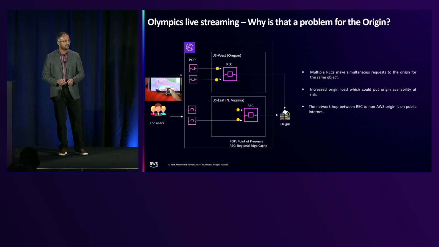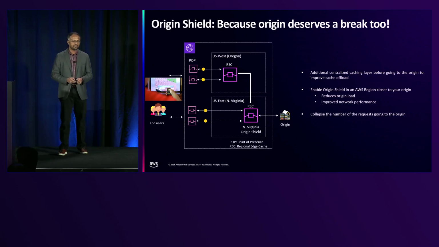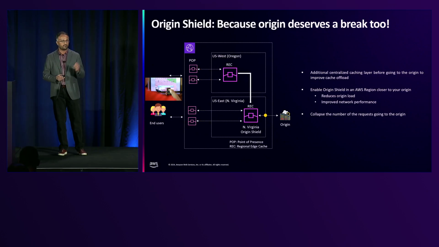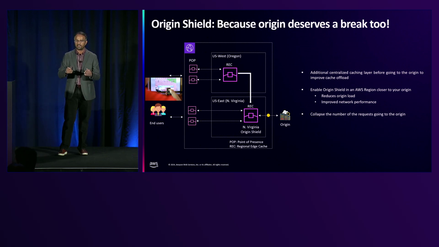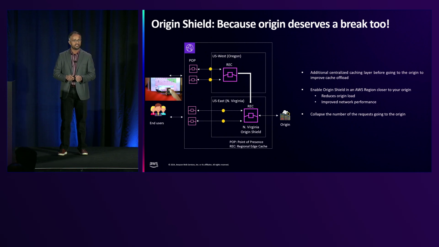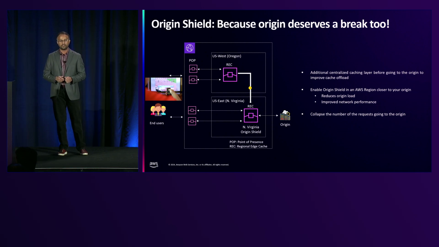How did we solve this? We used an Origin Shield. So what I can do is configure the REC that's closest to my origin as an Origin Shield. So here's how it works. Multiple RECs funnel their requests through the Origin Shield that is connected to the origin.